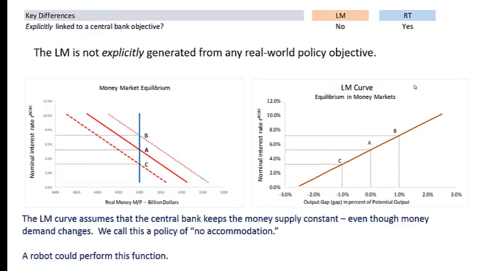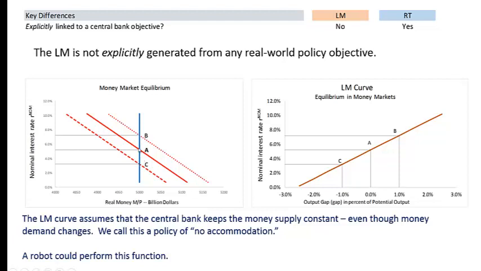But the thinking behind the LM curve is very different from the thinking behind the RT approach, and that's very important. The LM curve is not explicitly generated from any real-world policy objective. Instead, what did we do? We generated the LM curve by assuming that the central bank keeps the money supply fixed, and we showed that when output increased, money demand increased, we moved from a point like A to a point like B, and since the money supply was held constant, that meant that the interest rate had to rise.